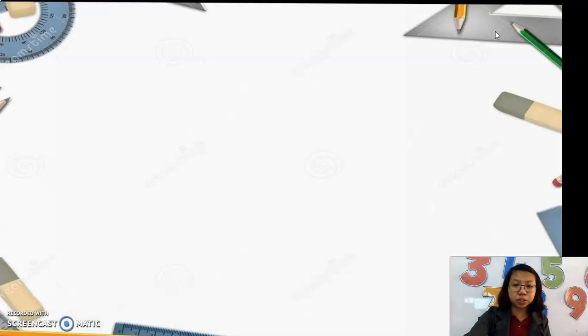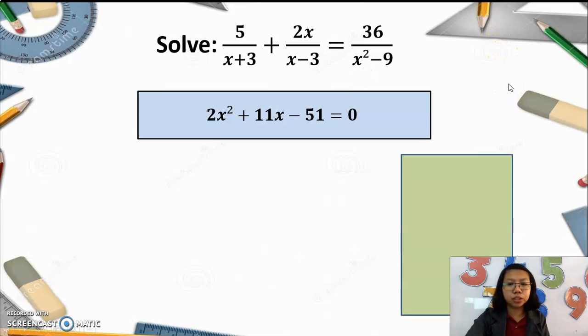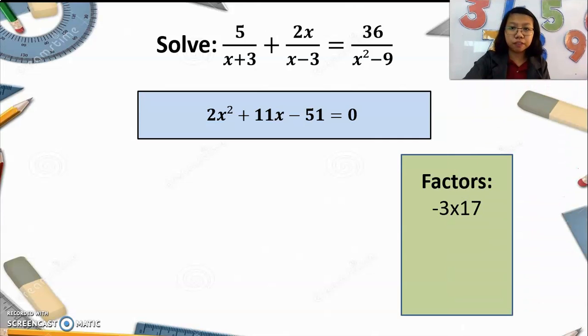Next, we get the values of the roots, or the values of x. We can use the factoring method, or if you want, you can use the quadratic formula. It will depend on you. So we have the factors. The factors of c, or negative 51, will be negative 3 times 17. Because it's negative, we need different signs as the factors of the value of c. We will have negative 17 times 3. Next, negative 1 times 51, and the last one is negative 51 times 1.